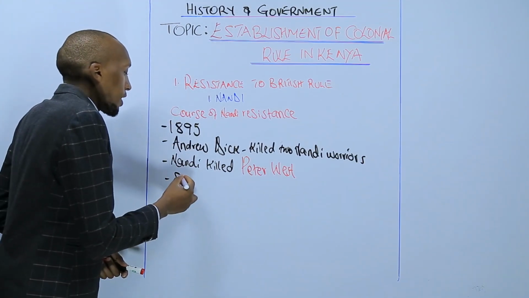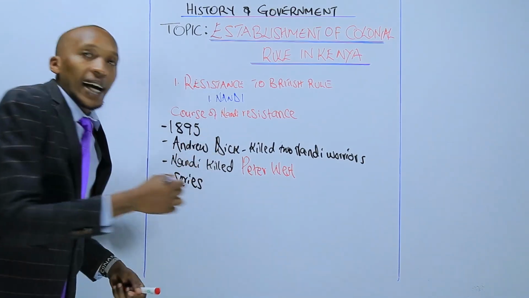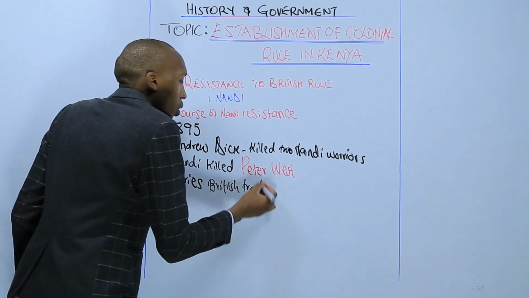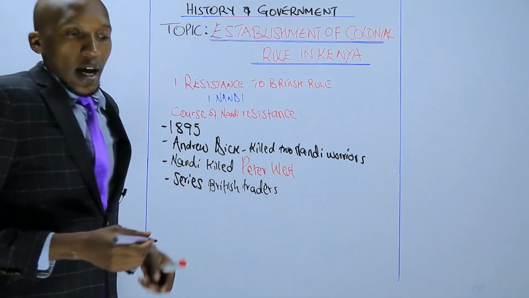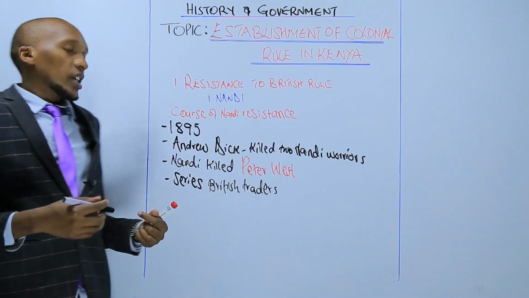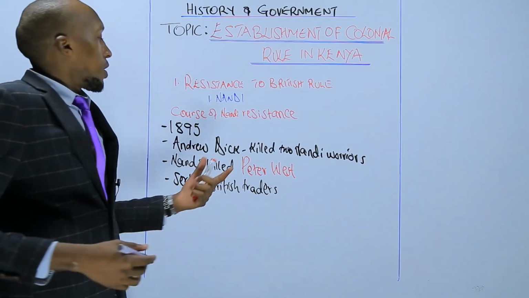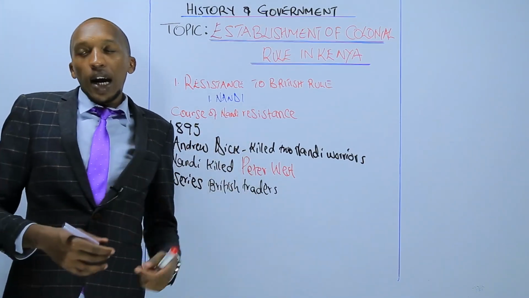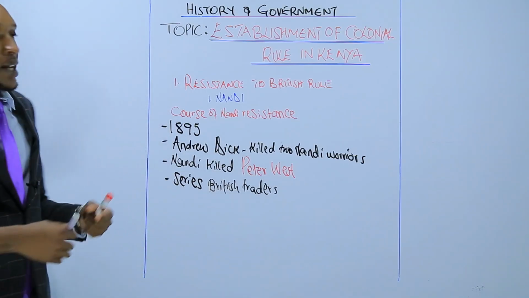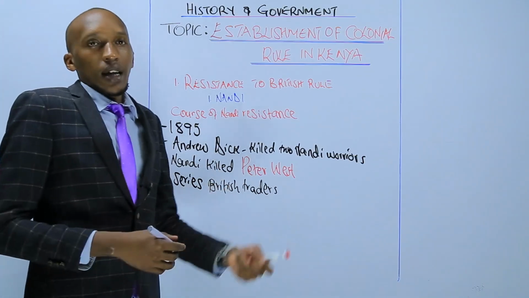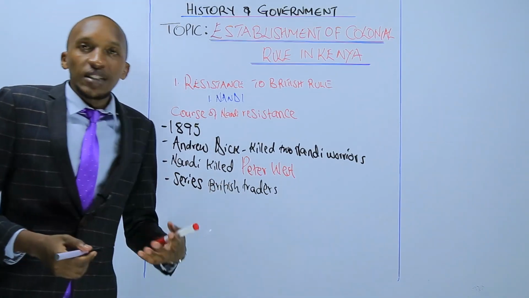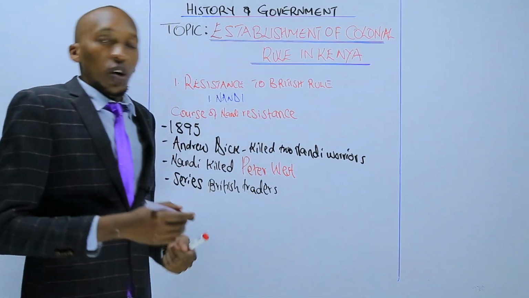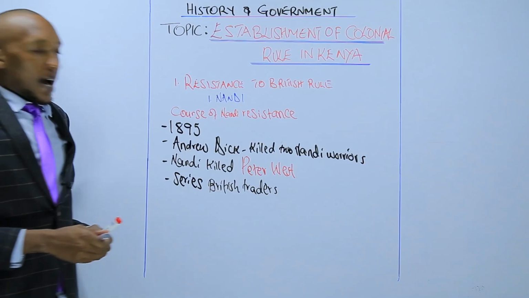So there was a series of attacks. They constantly attacked the British traders who were coming from the coast as they went towards Uganda, engaging in the trade. Every now and then, the Nandi would mount attacks against these traders, and every time they attacked, the British would send expeditions, that is an army, to try and quench or fight against the people.